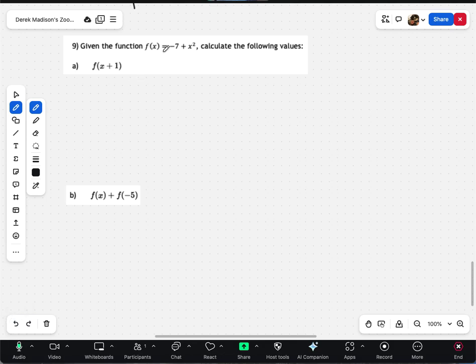So given the function f of x equals negative 7 plus x squared, calculate the following. So we're going to evaluate this function at x plus 1. So that means we're going to put x plus 1 in for that x.